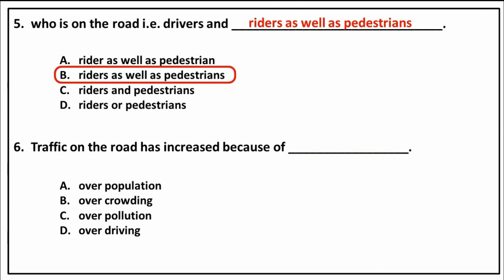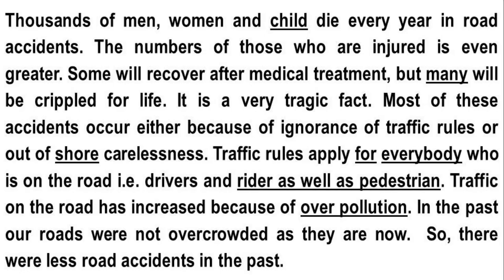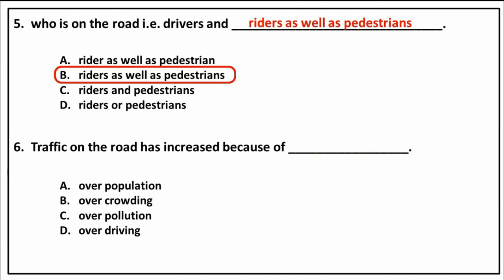Okay, the sixth one. Traffic on the road has increased because of dash. Let's just see the passage again. It is: traffic on the road has increased because of air pollution. You see on the screen, this is air pollution written in the original passage. But air pollution is not good. We don't have to do anything with pollution here in the passage. And traffic on the road has something to do with pollution, but it is not increased because of pollution. It might have been increased by something else.